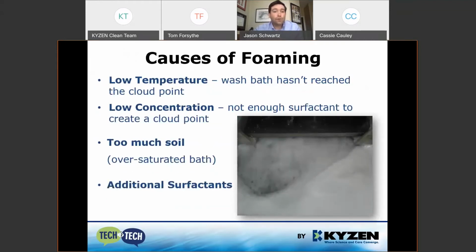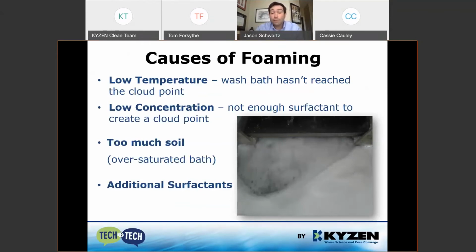So what causes foaming in your parts washer? Well, the first and biggest reason that we see foam in parts washers is low temperature. Essentially, the wash bath hasn't reached the cloud point. And this often happens in the morning or at the beginning of a shift, when you're heating up your washer, you start to run it before it hits that temperature set point that you want it to.